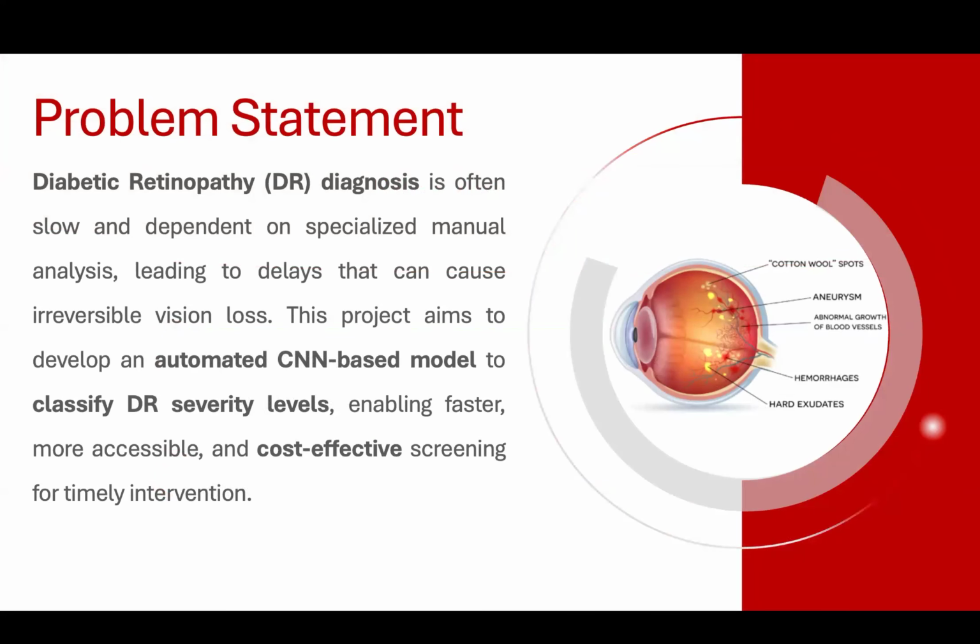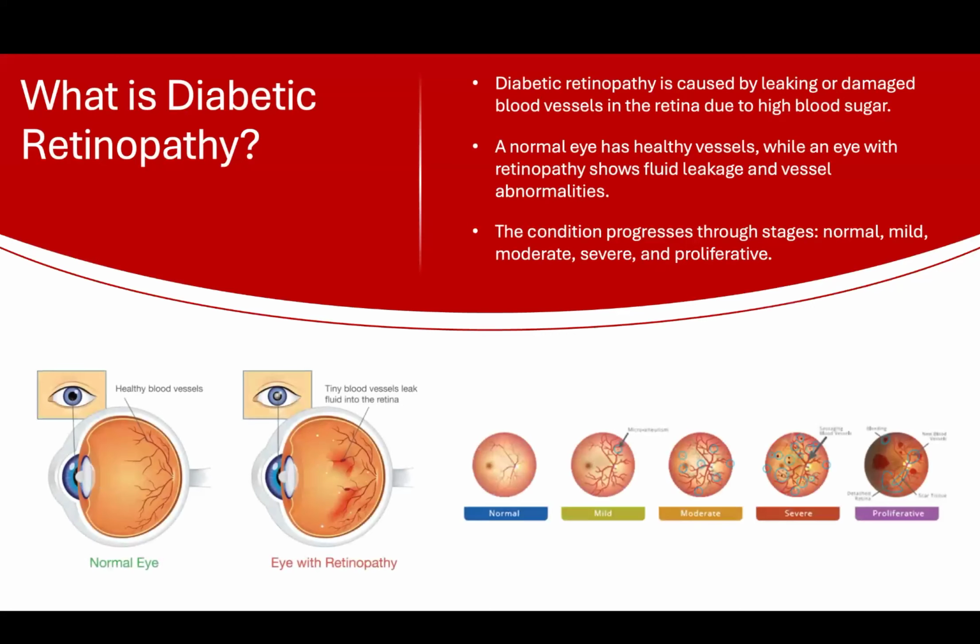To put it simply, diabetic retinopathy occurs when high blood sugar damages the blood vessels in the retina. Healthy eyes have normal vessels, while DR affected eyes' vessels leak fluid and undergo abnormal changes. DR progresses in stages from no DR to mild, moderate, severe, and finally proliferative DR. Our model's task was to detect and classify these stages accurately.